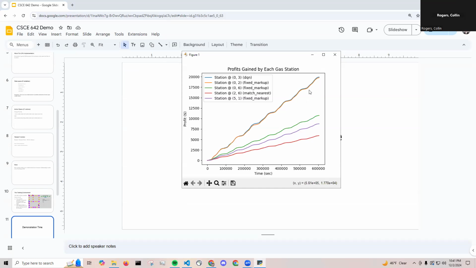And then this is the amount of profit that each gas station got. The blue line here, which you can't really see too well, is controlled by the DQN agent, and all these other ones are controlled by basic pricing strategies, such as just marking up the wholesale by a fixed amount, or just matching the price posted by the gas station closest to you, which is match nearest.